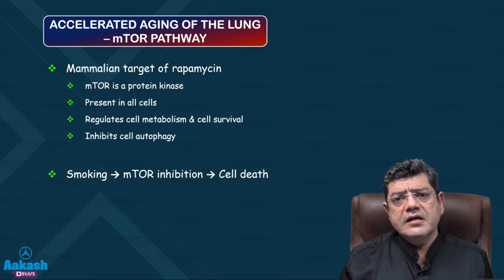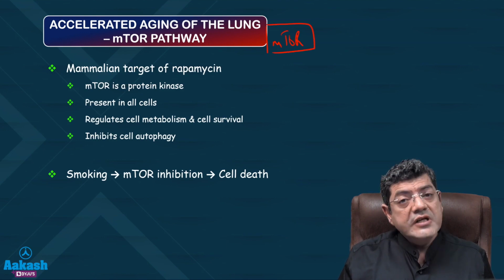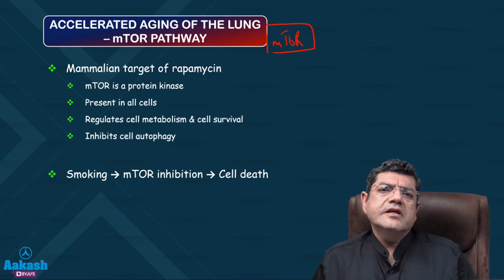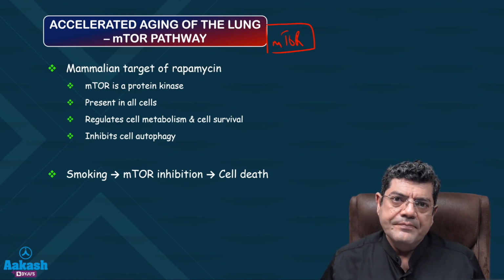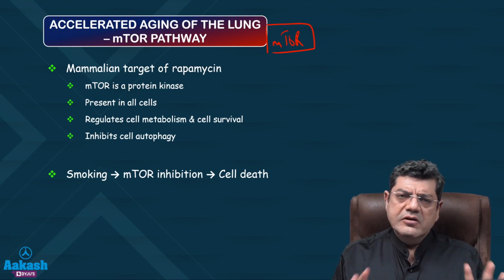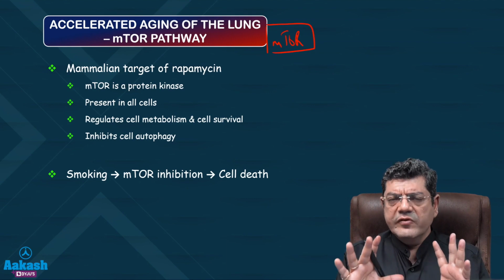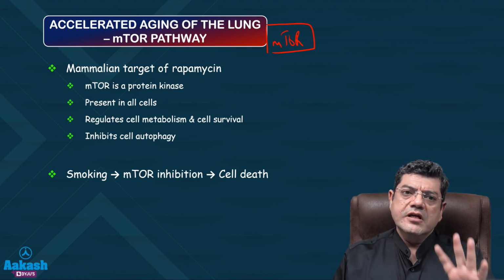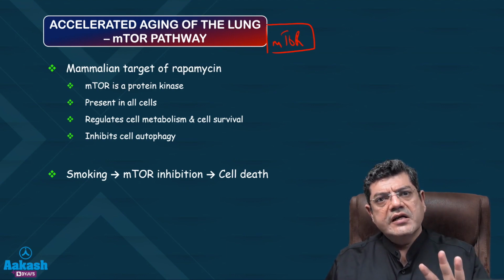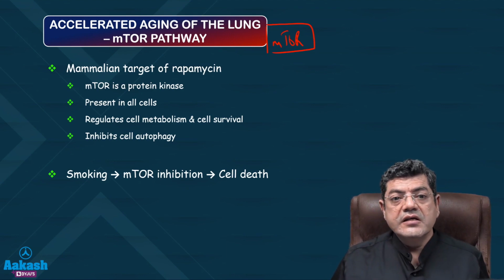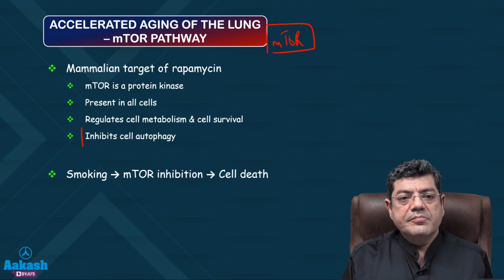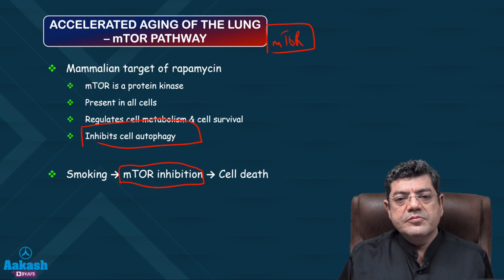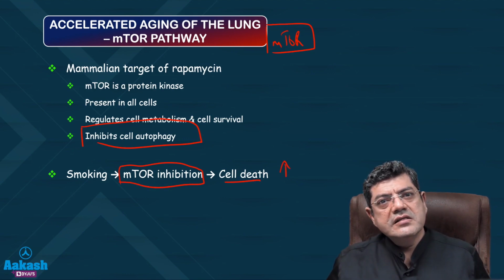Okay. Mammalian target of rapamycin, you might get questions on this. mTOR is a protein kinase that is constitutively expressed in almost all cells of the body, right? And it regulates cell survival and cell metabolism. Importantly, it inhibits autophagy of the cell. Smoking inhibits this protein kinase and therefore leads to increased cell death. You see that mTOR inhibits cell autophagy. Smoking causes inhibition of this protein kinase and therefore an increase in cell death.